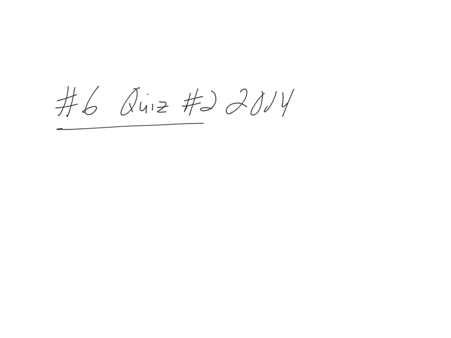So number 6, quiz number 2, 2014. This has to do with what things affect IR stretches. The bond length matters, whether you have a single bond, a double bond, or a triple bond. The shorter the bond, as in triple bonds, the higher the frequency at which it stretches, because the bond is shorter.